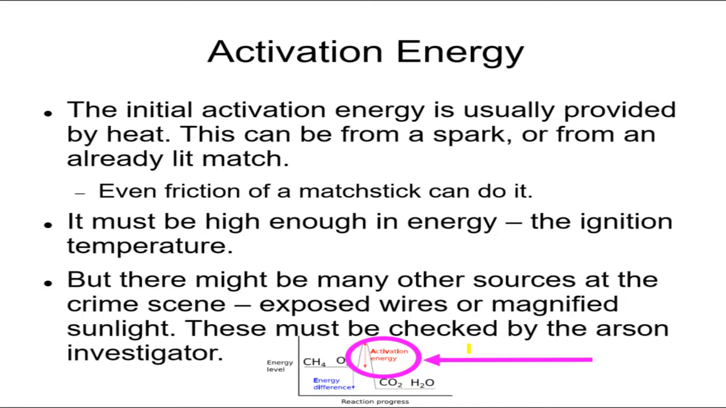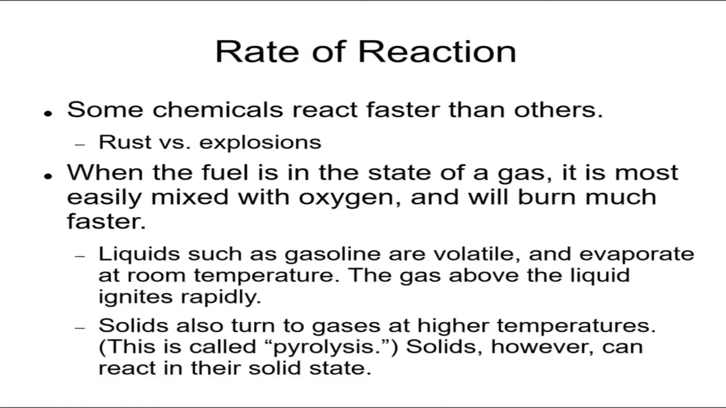Sometimes it's clearly arson, because we see, let's say, a lighter was used, but sometimes you might not see it. It might be exposed wires or magnified sunlight, or there are various things that can cause fires that can produce this initial activation energy. Even bacterial action can eventually achieve the activation energy. But in any event, the arson investigator has to check for all other possibilities for what caused the activation energy. It might not have been a person doing it.